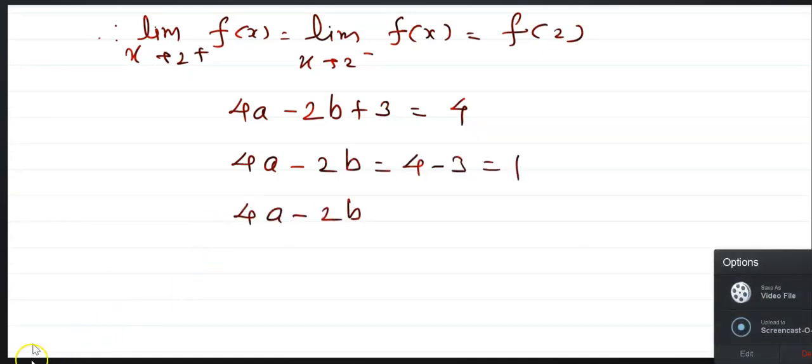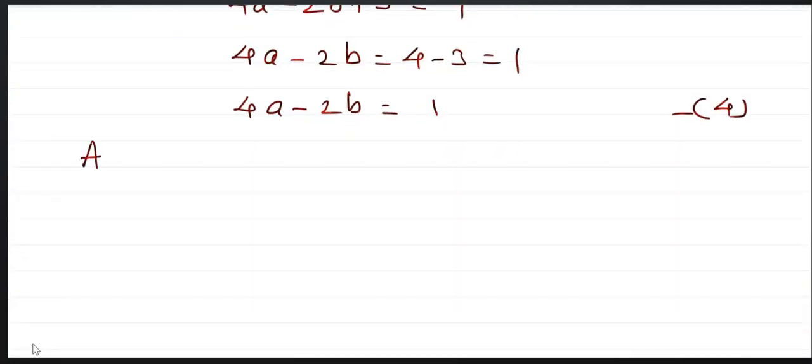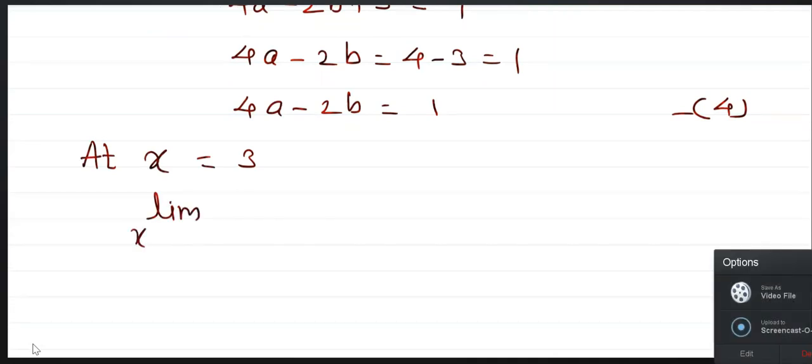Therefore, you will get 4a minus 2b is equal to 1. This is equation number 4. Now we will check the continuity at x is equal to 3.